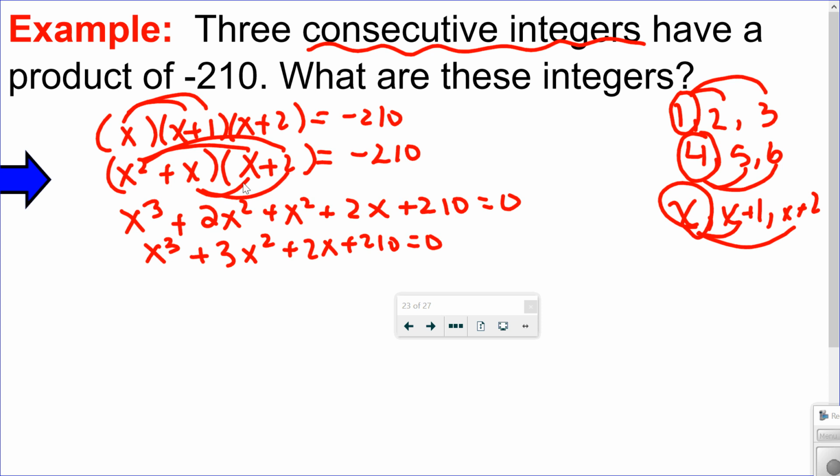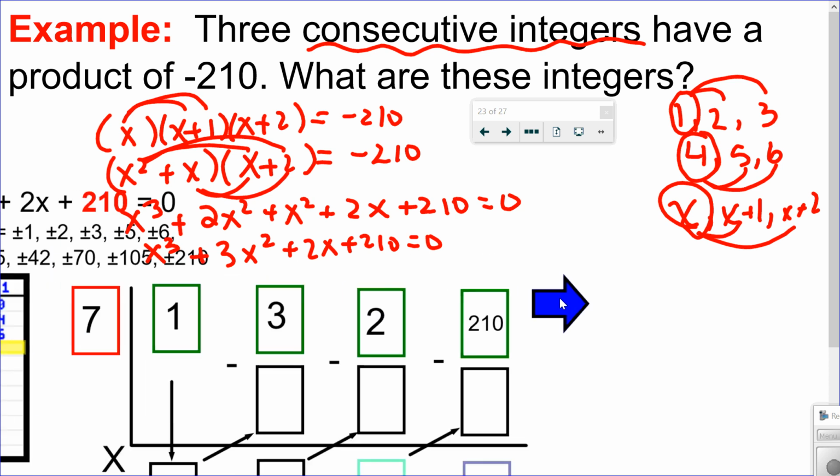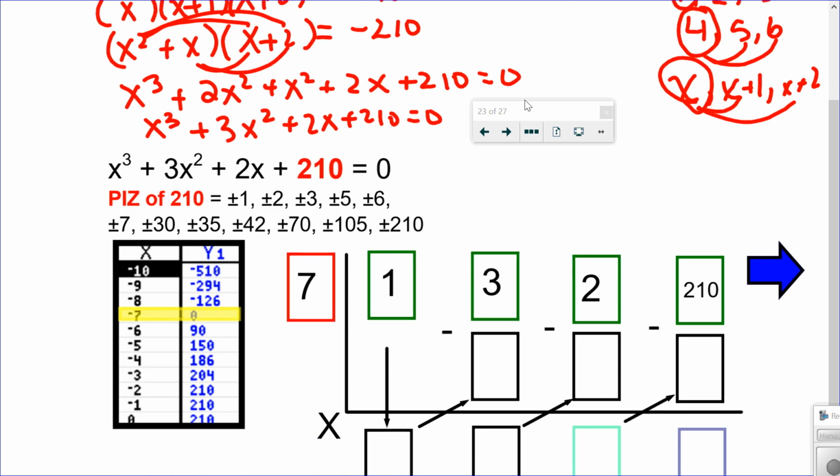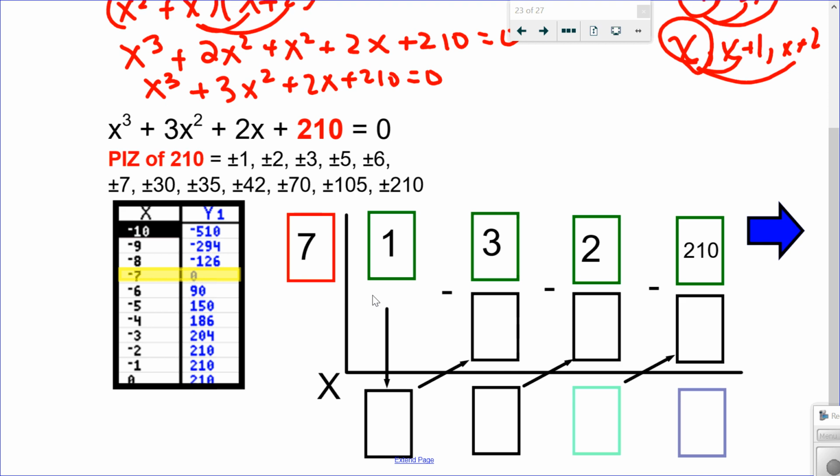So what I want to do is go into my calculator, looking at factors of 210, and find out which one actually works out to be a potential integral zero, like which one works out to be an actual equal to 0. So the potential integral zeros of 210 are listed out there. I go into my calculator, I just need to find one of them that works. So I find that negative 7 works. So since negative 7 works, x plus 7 is the factor.